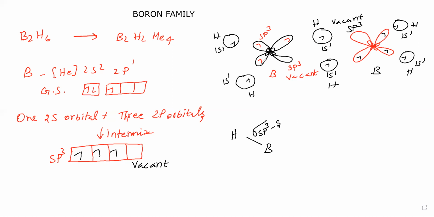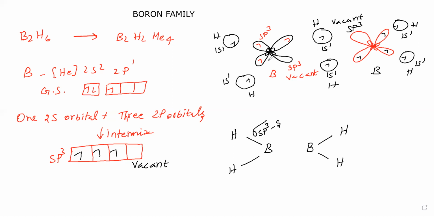In the same way, this sp3 orbital and this 1s orbital undergo end-on-end overlap to give a sigma bond, which is also sigma sp3-s. Next, this boron sp3 orbital and this 1s orbital undergo end-on-end overlapping to give a bond like this, which is also sigma sp3-s. In the same way, boron's sp3 orbital and hydrogen's 1s orbital overlap end on end to give a sigma bond.